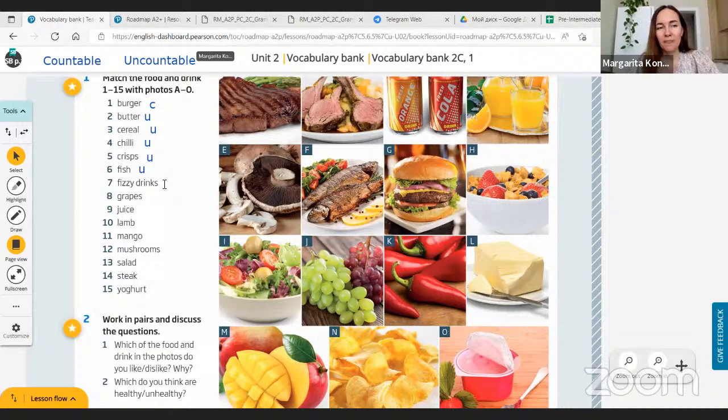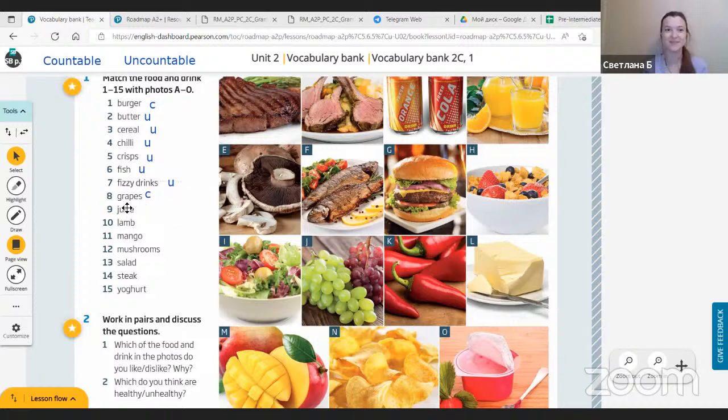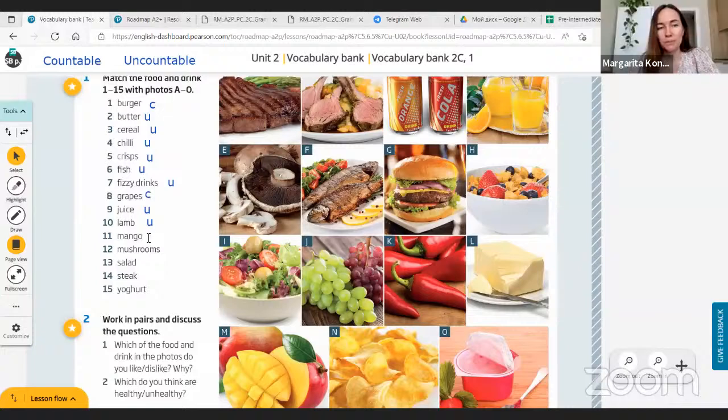Fizzy drinks, uncountable. Agree. Grapes. Grapes, uncountable. Actually, surprising, it is countable. You can count these little ones. Yes, it is countable. Surprising for me. Juice, uncountable. Lamb, uncountable. Yes, it's the same as fish. Yes, it's some meat. Mango. Mango, countable.